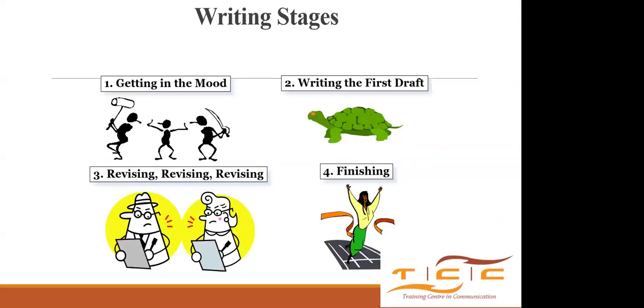But writing is very simple, by the way. The first step is just getting in the mood. And then you write your first draft, and then you revise, and then you finish. I think there's nothing hard about this. Very simple. Get in the mood. I don't know how you get in the mood for writing. Who wants to share how they get in the mood for writing? Anybody? How do you get yourself in the mood?